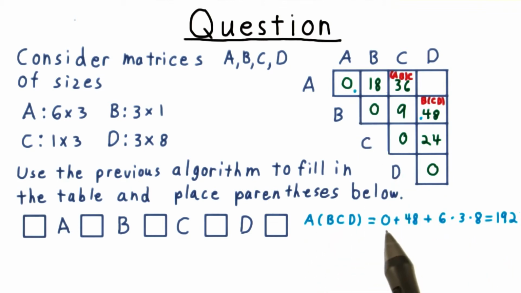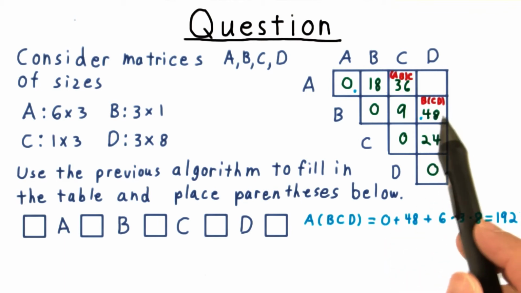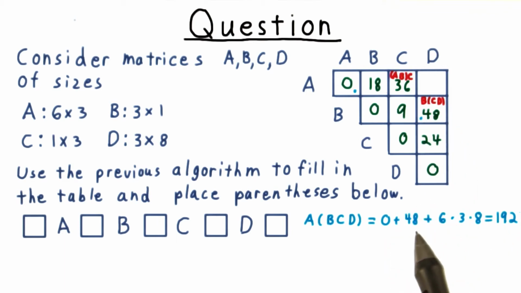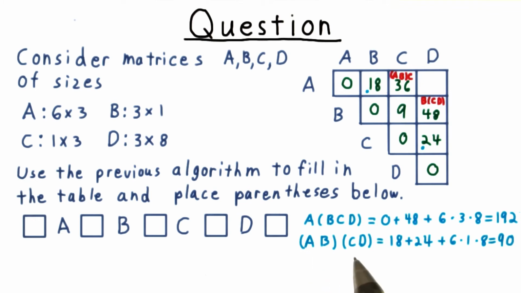The cost of A by itself is 0. The cost of BCD was 48, and the cost of the product was 6 times 3 times 8, for a total of 192. The product AB times CD costs 18 for AB, 24 for CD, and 6 times 1 times 8 for combining these products, for a total of 90.